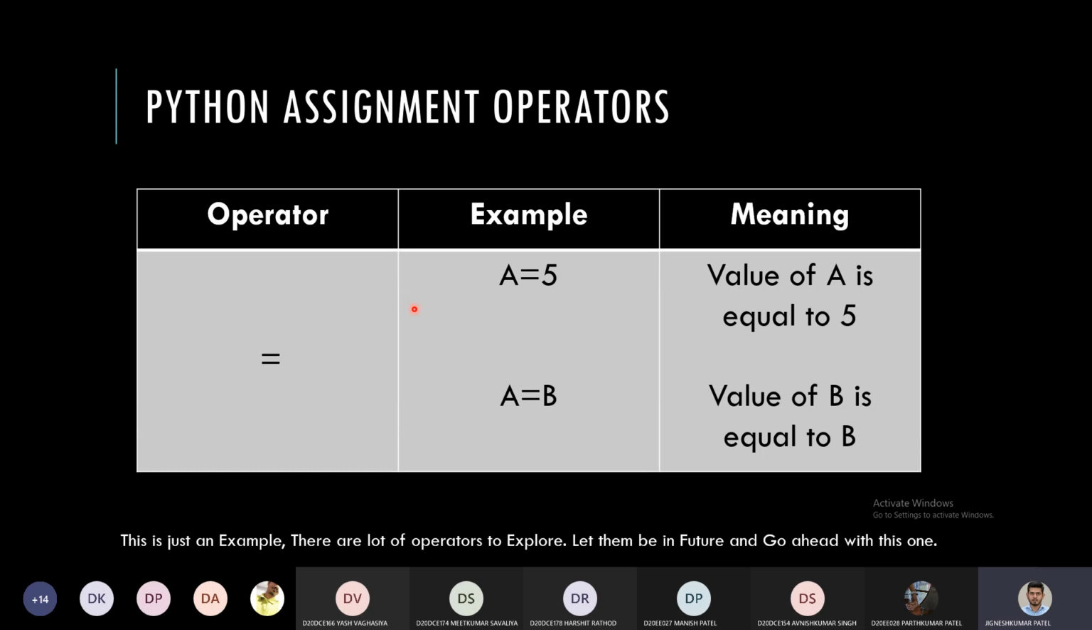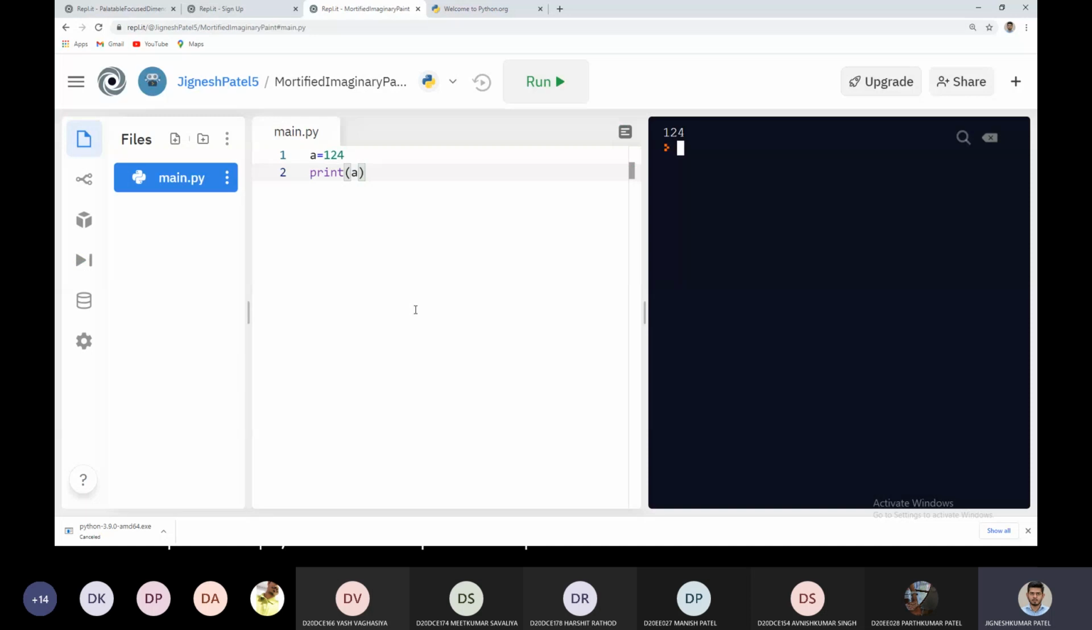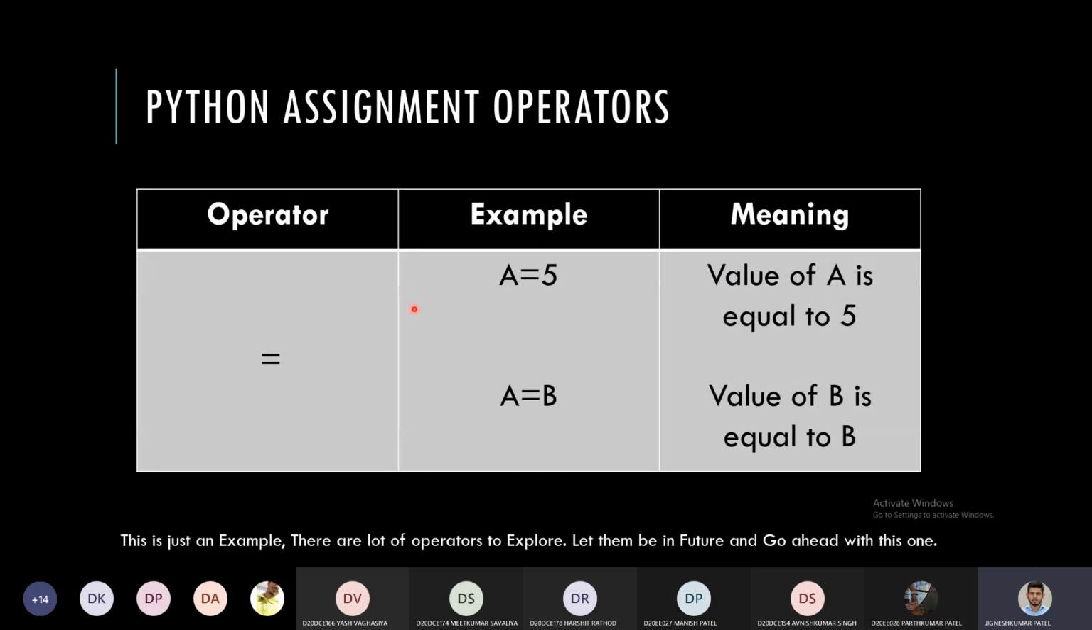Then comes a very basic task, that is the assignment operator. We are using this operator since few minutes. A equal to 124. What is that equal to? Equal to is the assignment operator. It will assign the value on your right hand side to the variable on the left hand side. Whatever is on the left hand side will get the value available on the right hand side. If I write a equal to 5, 5 will be stored in A. If I write a equal to B, B is stored in A.